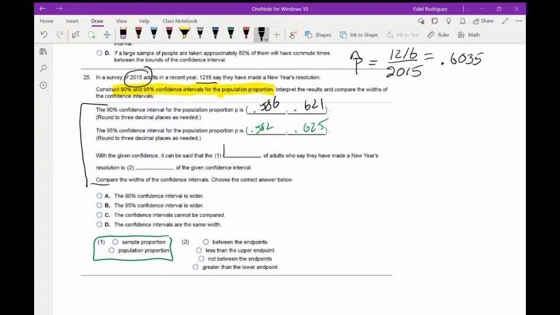So for number 1, I would say the population proportion of adults that have made a New Year's resolution is, and we're going to say between the endpoints, right? Between the endpoints, because this is the confidence interval, right? And now again, we have to figure out which one is going to be wider, right?